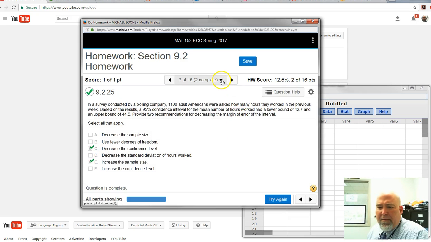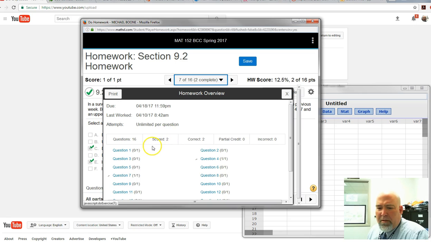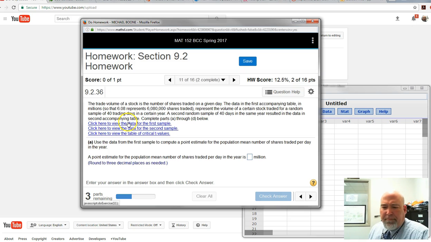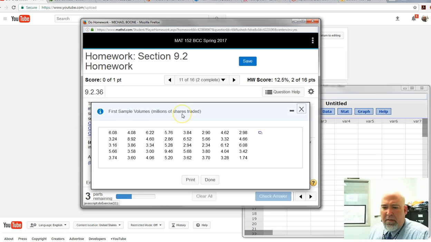One that's kind of going to be worked through is number 11. I think it has several parts. It gives us some data, so we'll have to download the data to StatCrunch. So we need to view the data for first sample and second sample. So we have two different samples that we're looking at. And I'm going to go ahead and open that in StatCrunch.